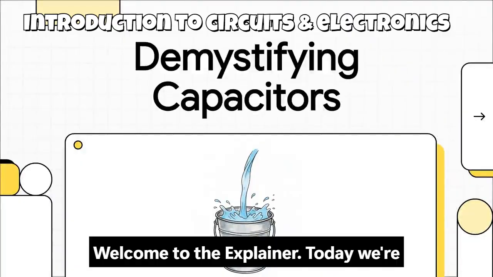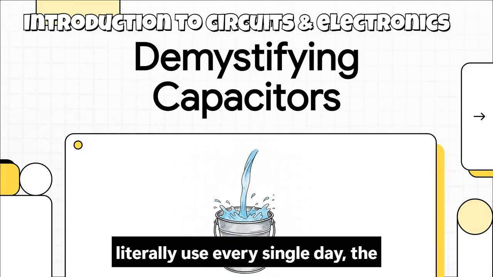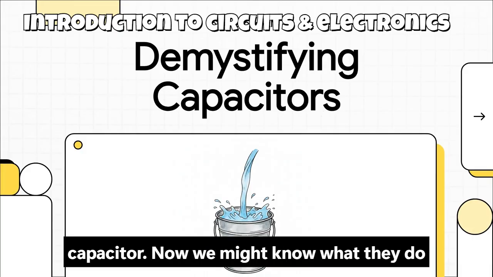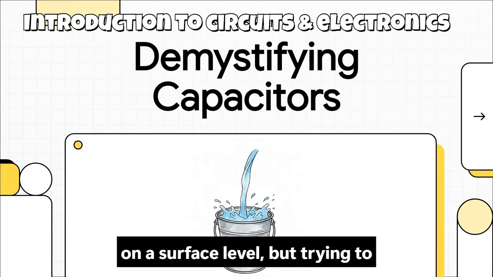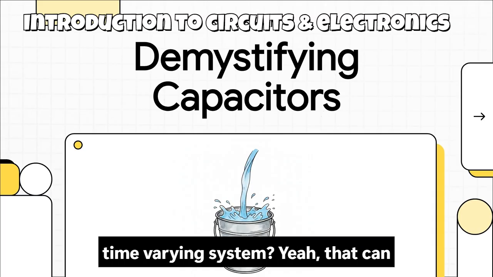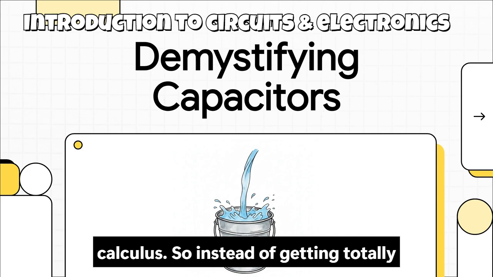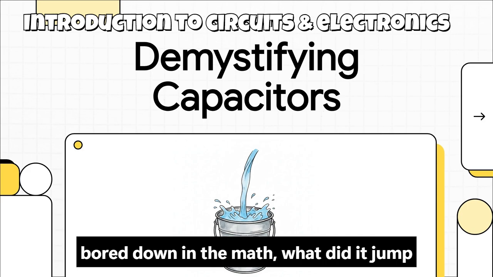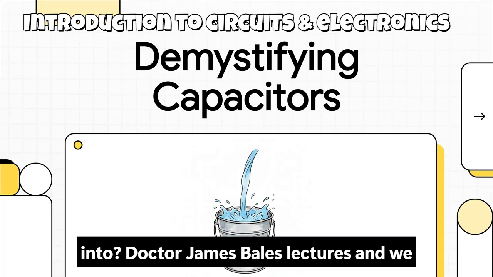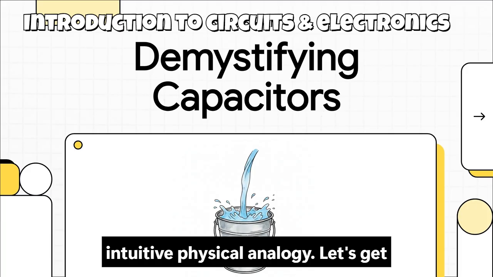Welcome to the Explainer. Today, we're taking a fresh look at something we literally use every single day, the capacitor. Now, we might know what they do on a surface level, but trying to visualize their actual behavior in a time-varying system, yeah, that can quickly turn into a mess of dense calculus. So instead of getting totally bogged down in the math, we're going to jump into Dr. James Bales's lectures and re-examine capacitors and RC circuits through this absolutely brilliant, intuitive physical analogy.